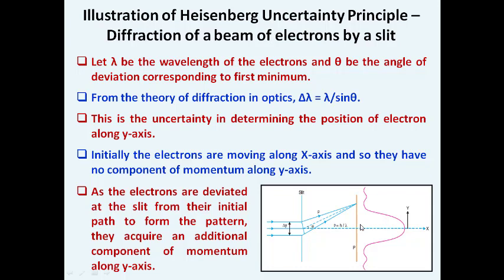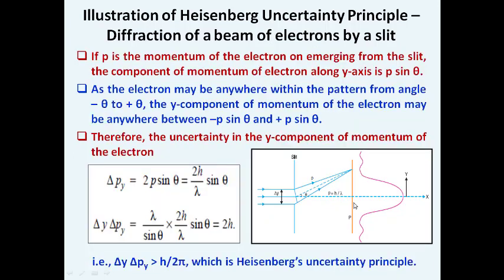Initially the electrons are moving along the x-axis only, so there is no component of momentum on the y-axis. But as the electrons are diffracted at the edges of the slit, they acquire momentum, which means we expect a component of momentum on the y-axis. So an electron acquires an additional component of momentum along the y-axis. If p is the momentum of the electron emerging from the slit, the component of momentum on the y-axis will be p sin theta.